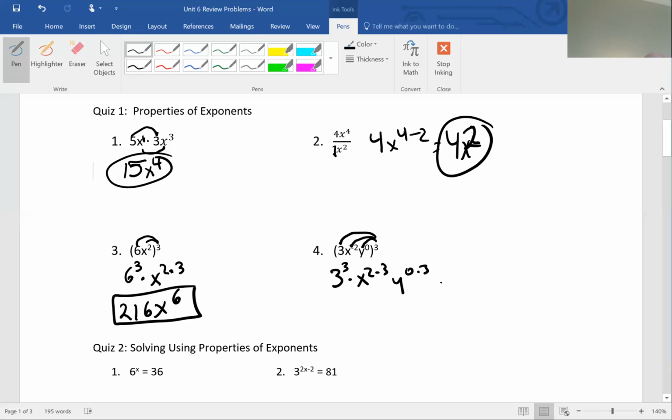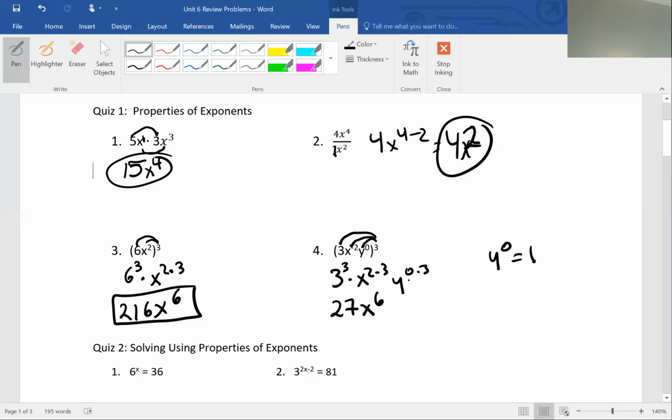So your next step here is going to be, okay, well, 3 to the third power is 3 times 3 is 9, and then 3 times 9 is 27. 2 times 3 here, the two exponents multiplied together, is 6, so it's going to be x to the 6th power. And then y to the 0 power to the third, well, 0 times 3 is 0. And we know anything to the 0 power equals 1.